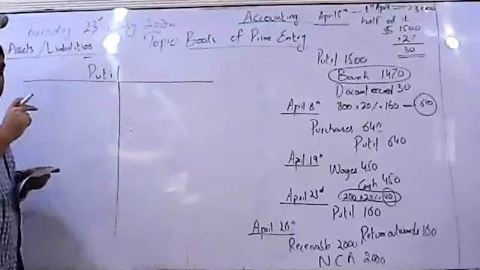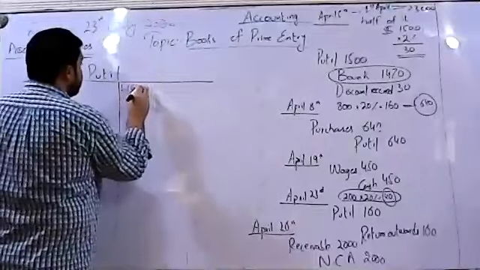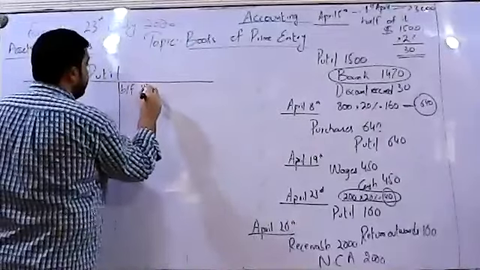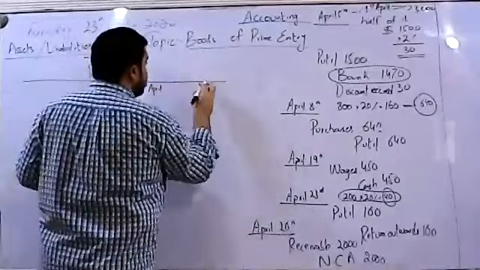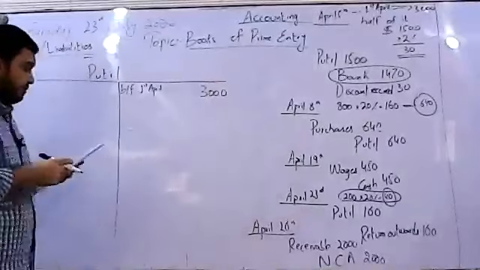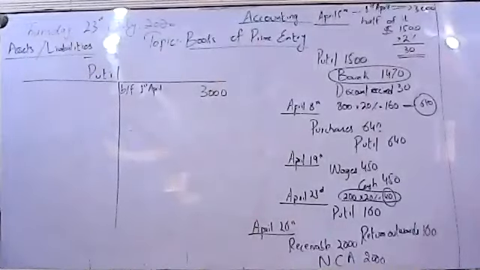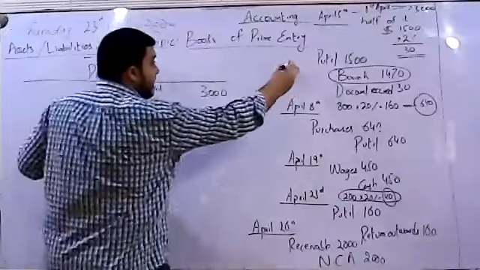You can see that in the start of the question, Putel had a brought forward balance on 1st of April. And what was the balance? The balance was 3,000, right? Good enough. Now we have all the entries that have been passed. So let's do the posting in Putel's account, starting with the first entry, Putel over here on 5th.